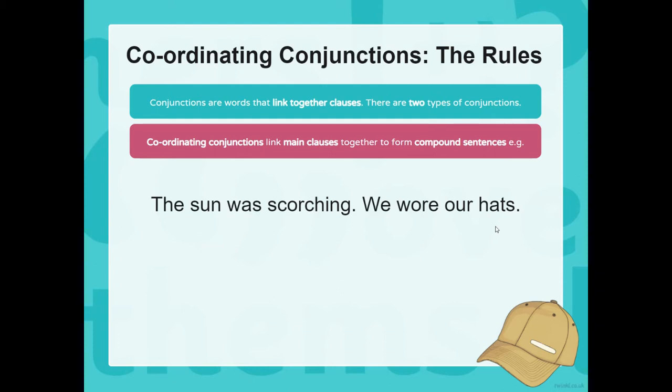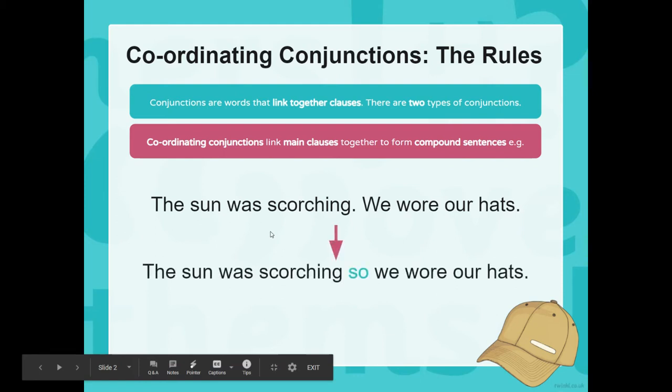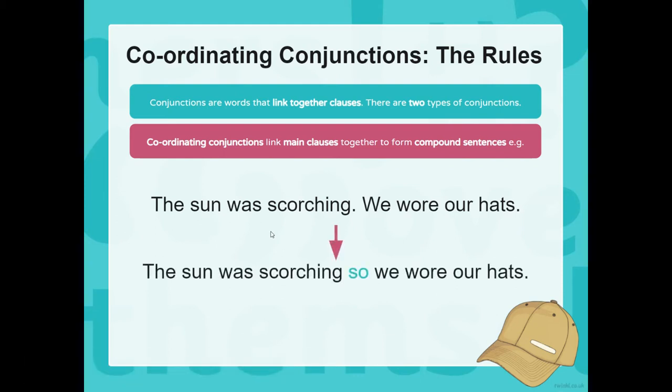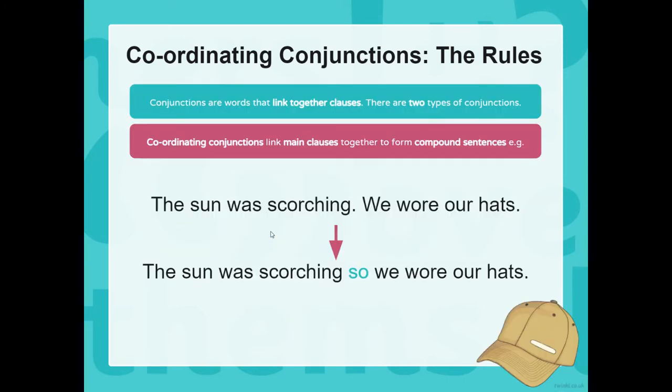Conjunctions are words that link together clauses. There are two types of conjunctions. Coordinating conjunctions link main clauses together to form a compound sentence. For example, the sun was scorching. We wore our hats. The sun was scorching, so we wore our hats. So here is the coordinating conjunction.